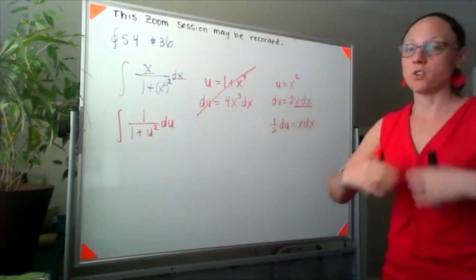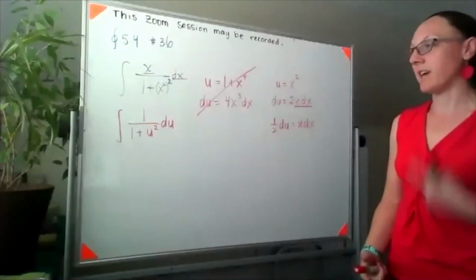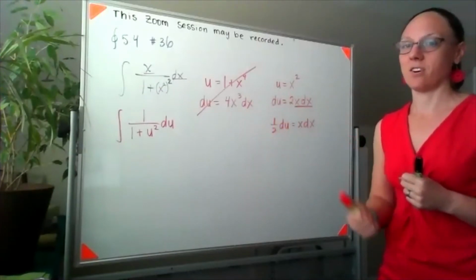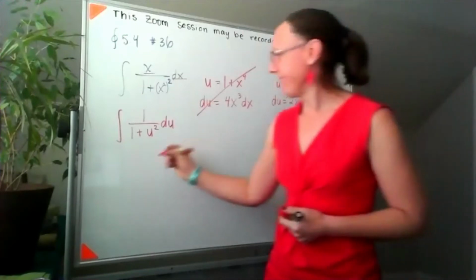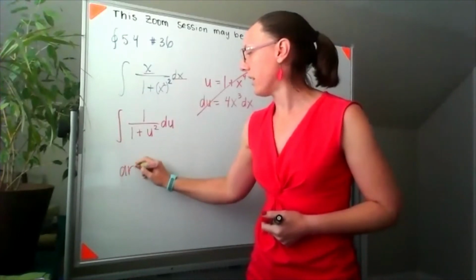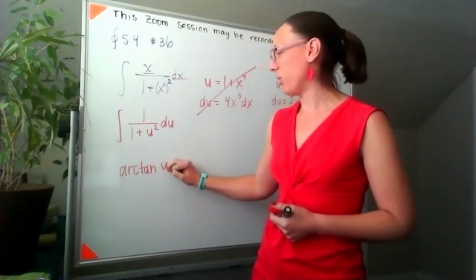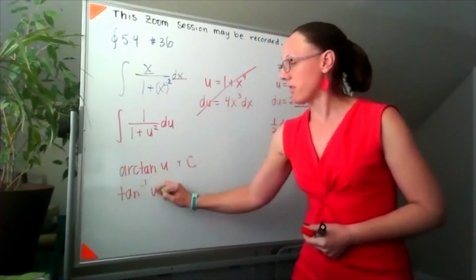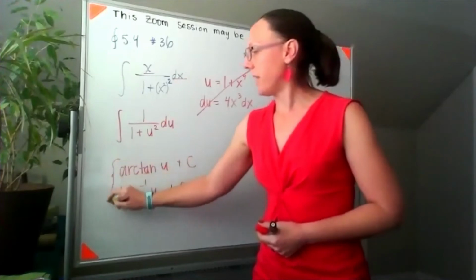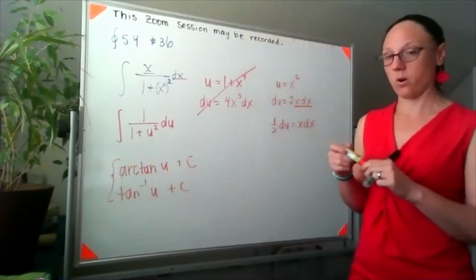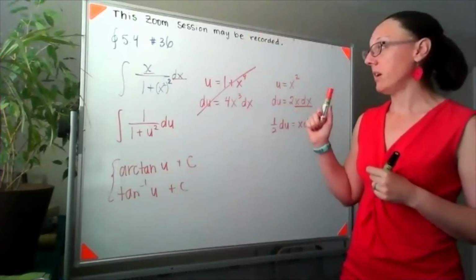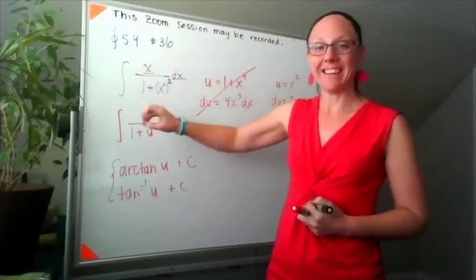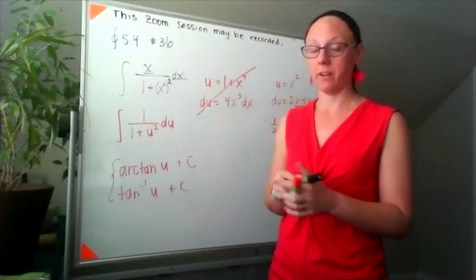This shows up so often for us. It really is good to, when you see that, you should be thinking that's arctan. And whether you call that arctan of u plus a constant or tan inverse of u plus a constant, either of these are fine. Arctan or tan inverse. My last step, because it was a u substitution, coming back and checking, this is an indefinite integral because I don't have bounds on my integration.